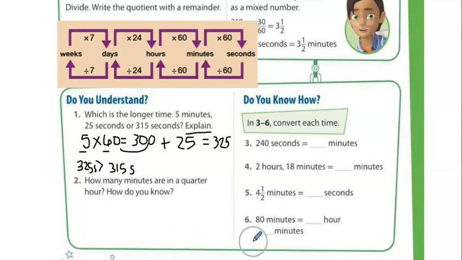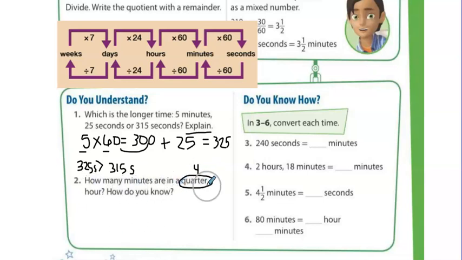All right, on number 2, it says how many minutes are in a quarter hour? So you have to kind of think about quarter. A quarter stands for 4. Think about a clock. We divide it into 4 sections. So one of those quarters represents 4.